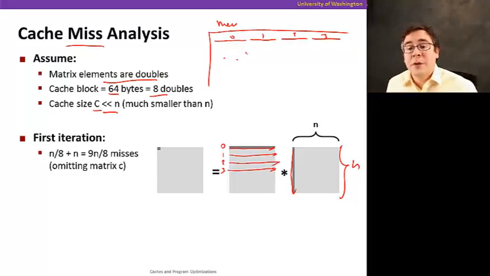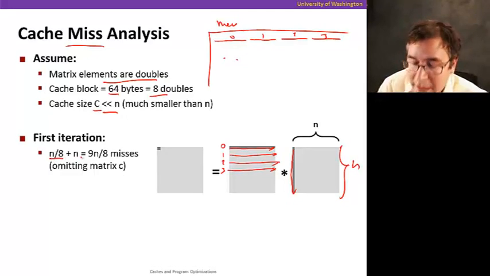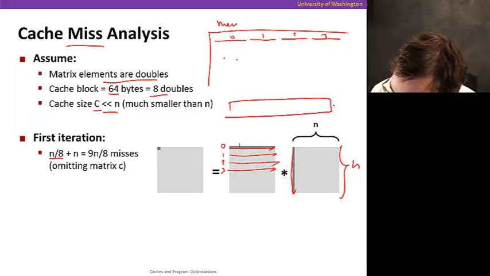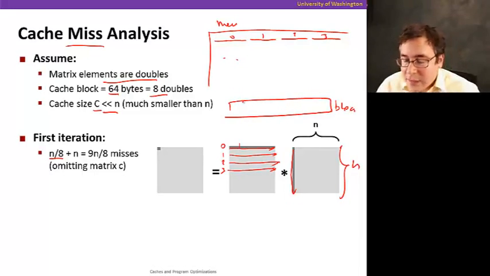Okay? So the number of misses that we're going to have is going to be what? It's going to be n divided by 8, because as we're reading this one line here, we know that each cache block has 8 doubles.